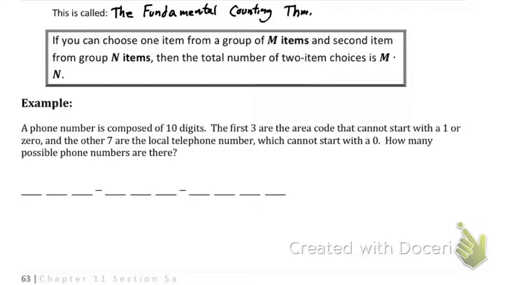The first 3 are the area code. And I'm going to note something here. The area code cannot start with 1 or 0. And the other 7 are our local phone number. Our local phone number cannot start with a 0. How many possible phone numbers are there?